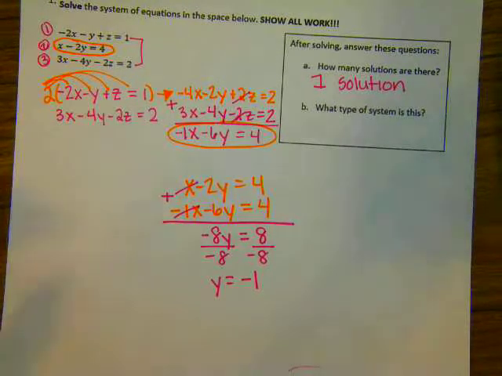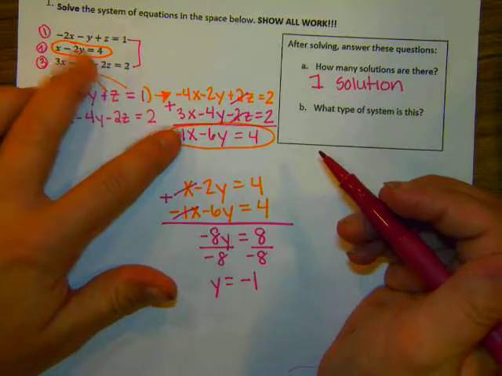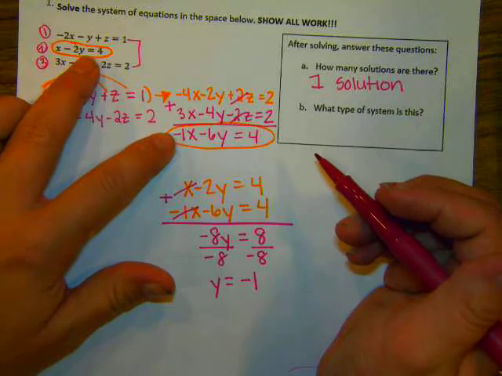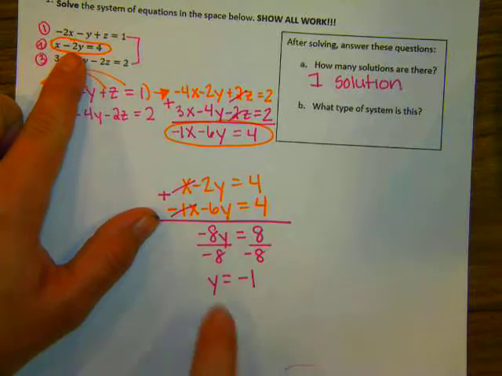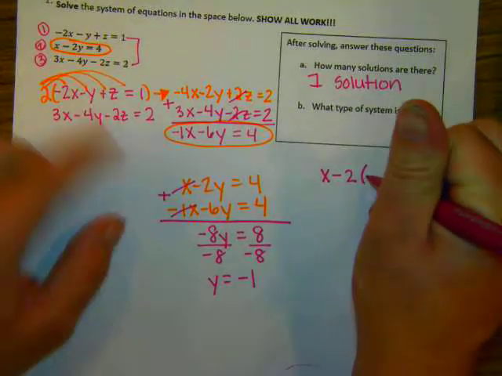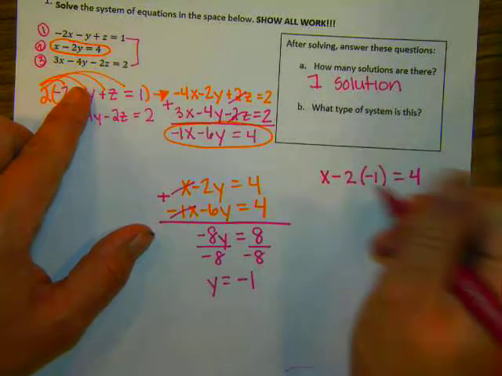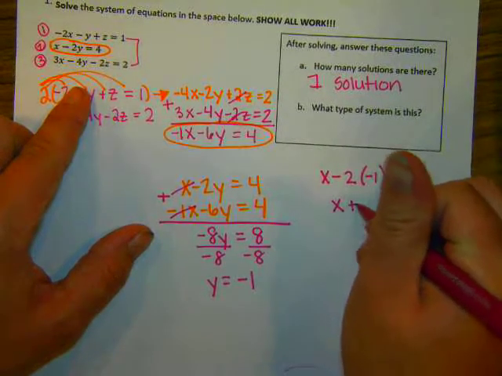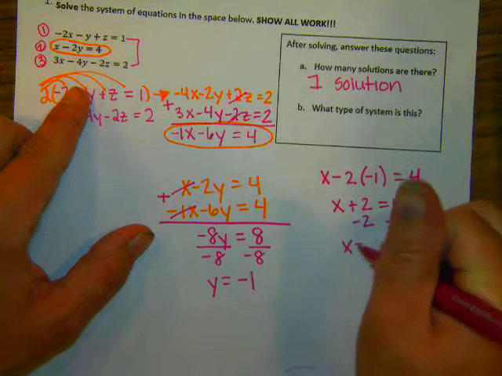So go back to one of the ones that we already picked, right? Go back to these that have two letters. Let's pick up here. I'm going to pick this up here, and I'm going to plug this in. So x minus 2 times negative 1 equals 4. Negative times the negative is a positive. So x equals 2.